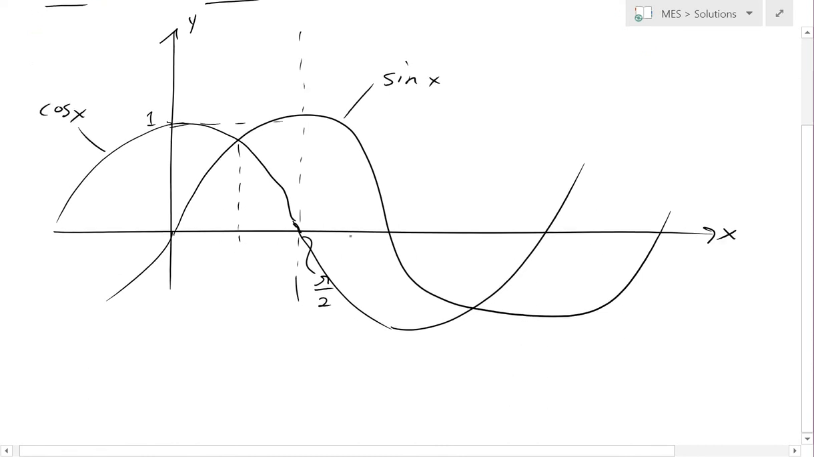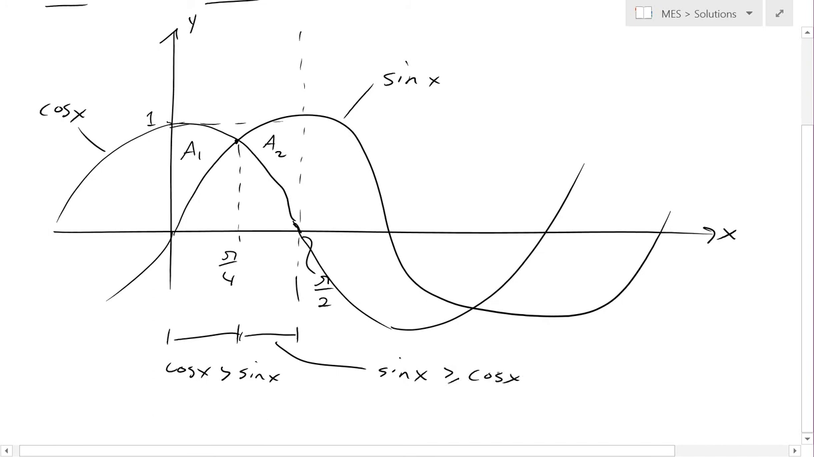So by symmetry, this is pi over 2. This is going to be pi over 2 in half, so this intersection point is at pi over 4. So now we have two areas, A1 and A2, and we're supposed to find the area between the two curves. As you can see, initially from this region we have cos of x is greater than sine of x. But from this region right here, we have sine of x is greater than or equal to cos of x.